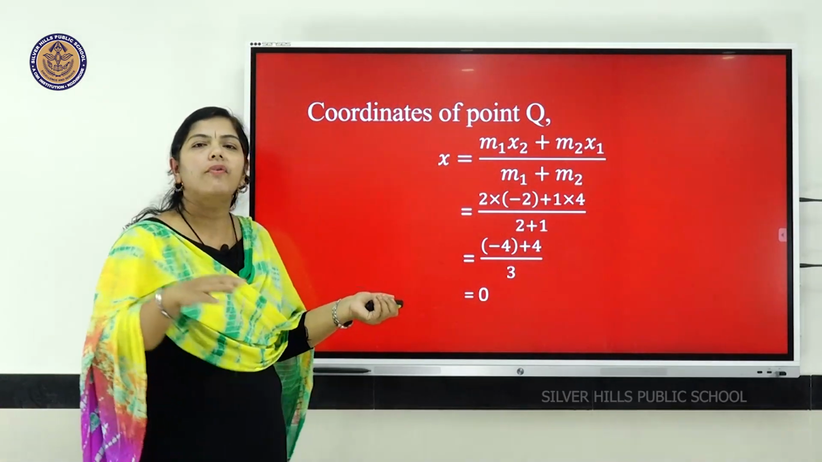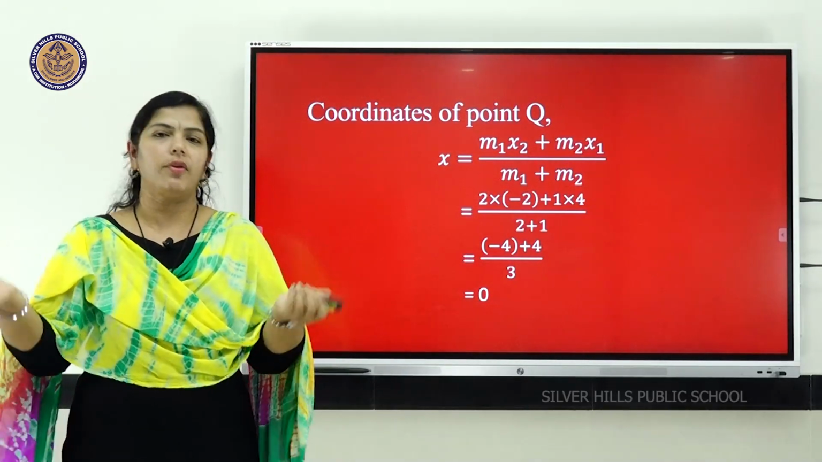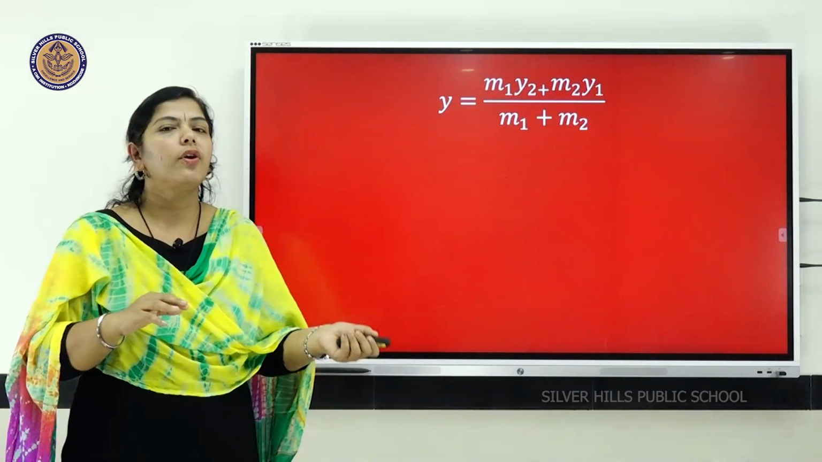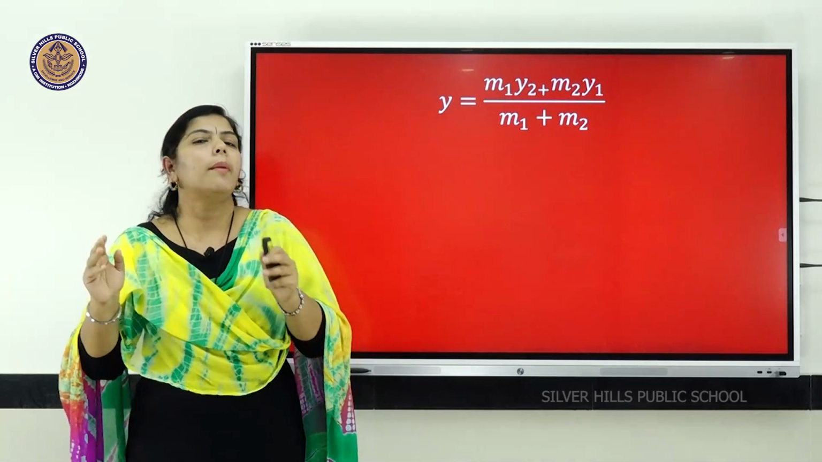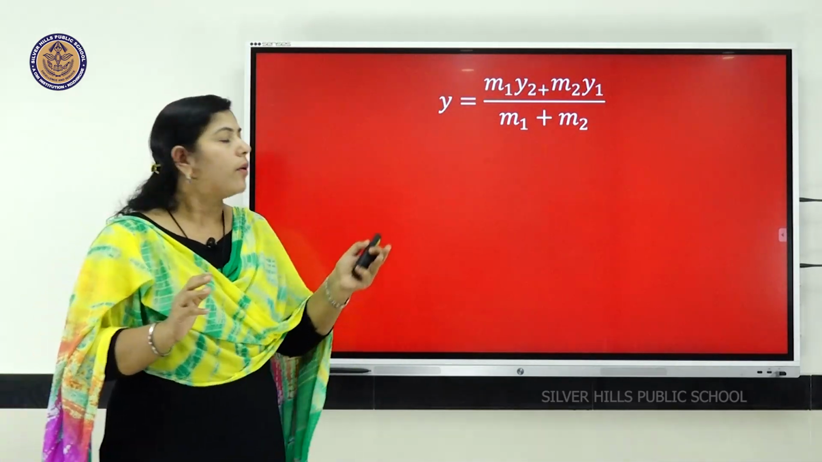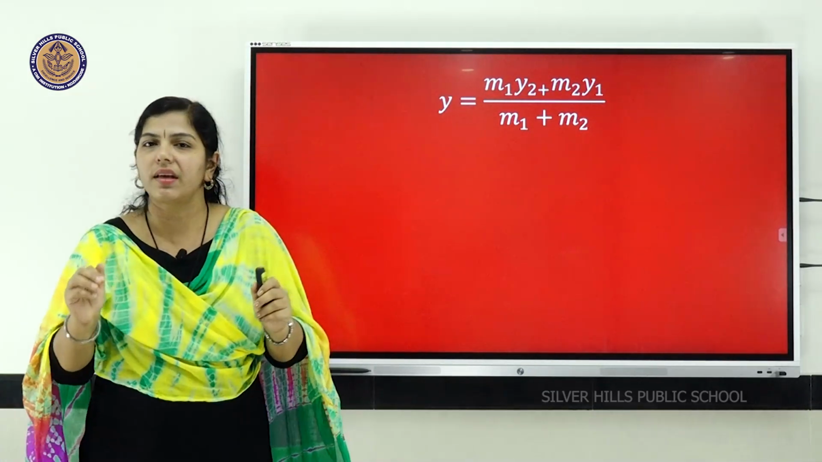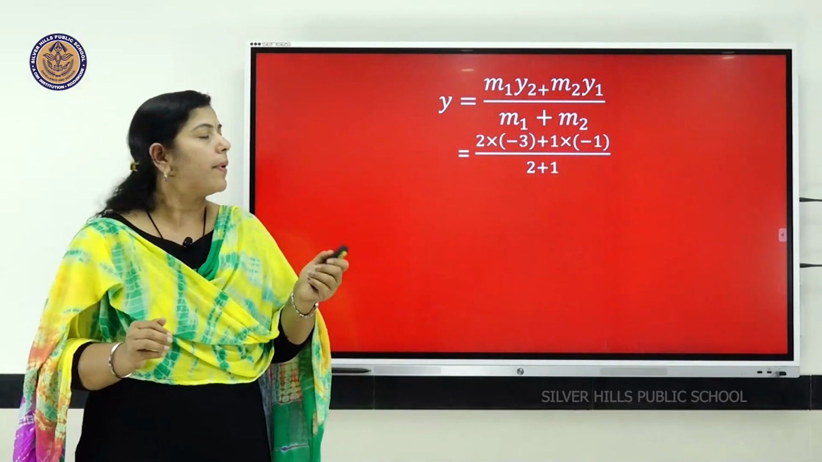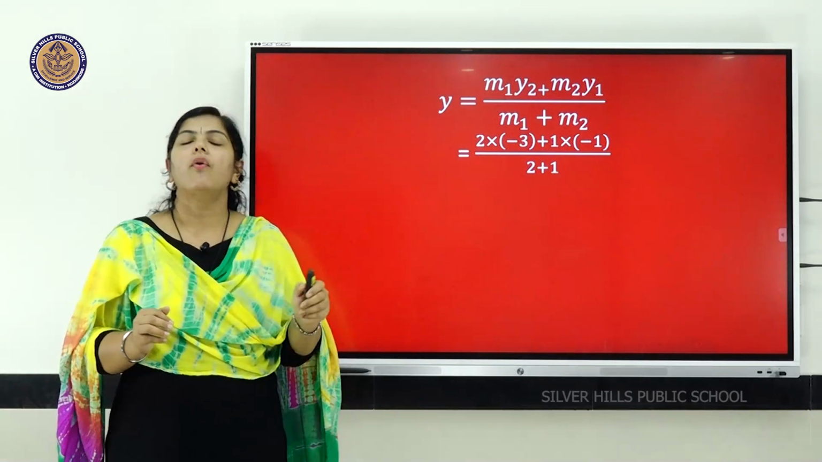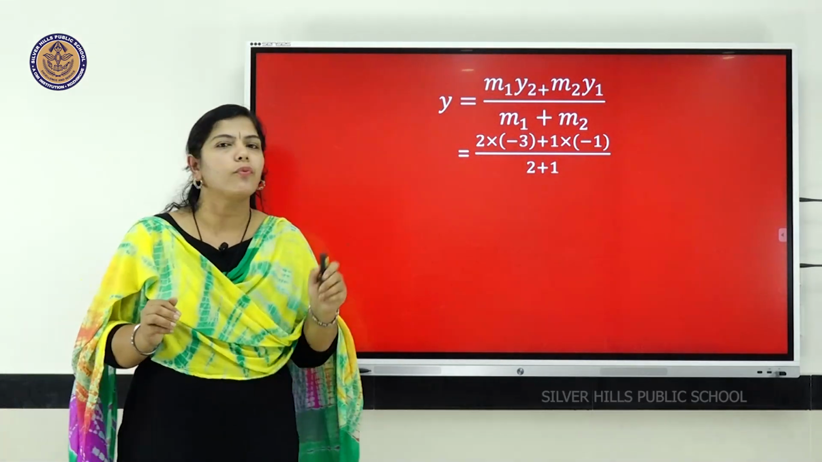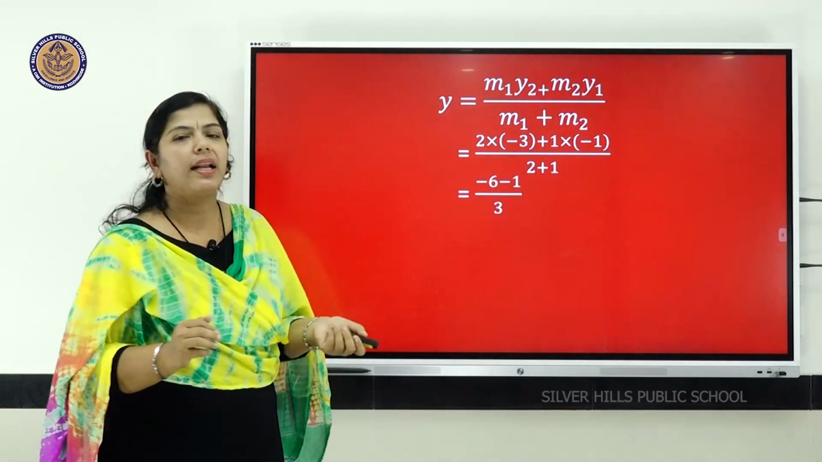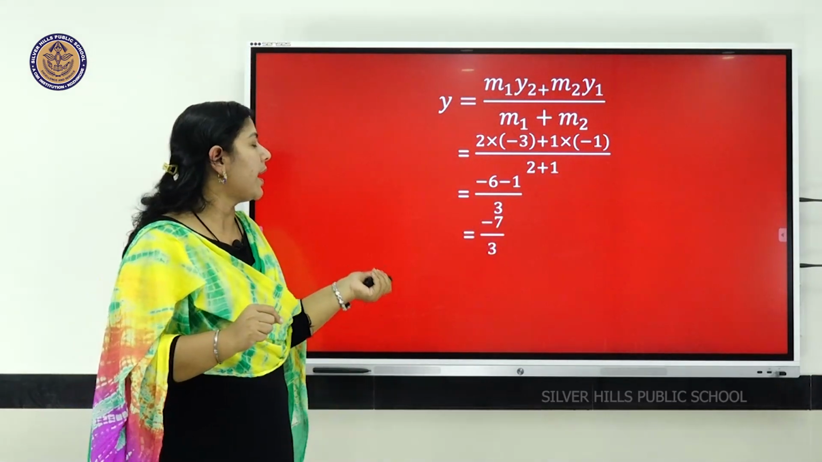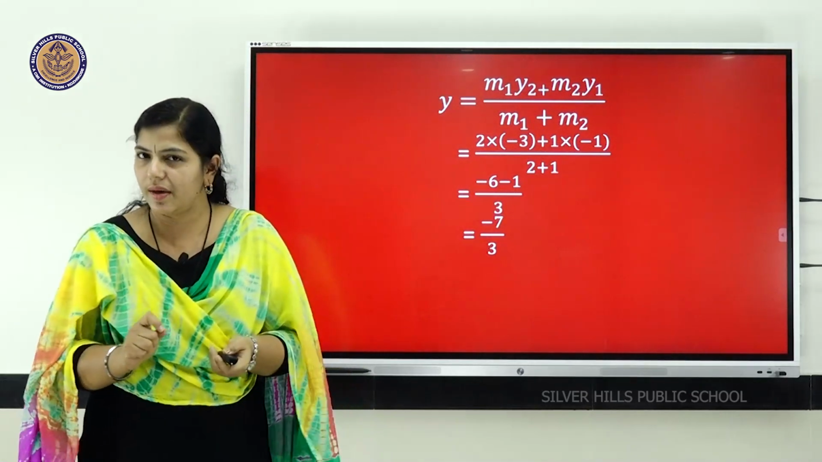Now, the same for Q, we need the y coordinate also, then only it will be complete. So, we will find the y coordinate. y equal to (m1 y2 plus m2 y1) whole divided by (m1 plus m2). That is equal to (2 into minus 3 plus 1 into minus 1) whole divided by (2 plus 1). That is equal to (minus 6 minus 1) whole divided by 3, that is minus 7 by 3.